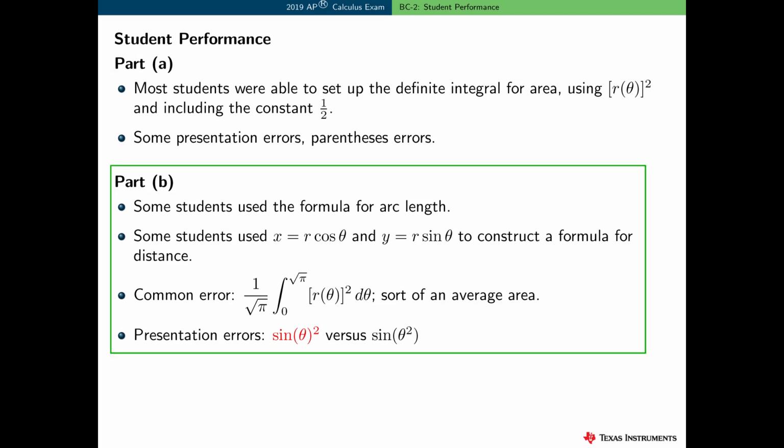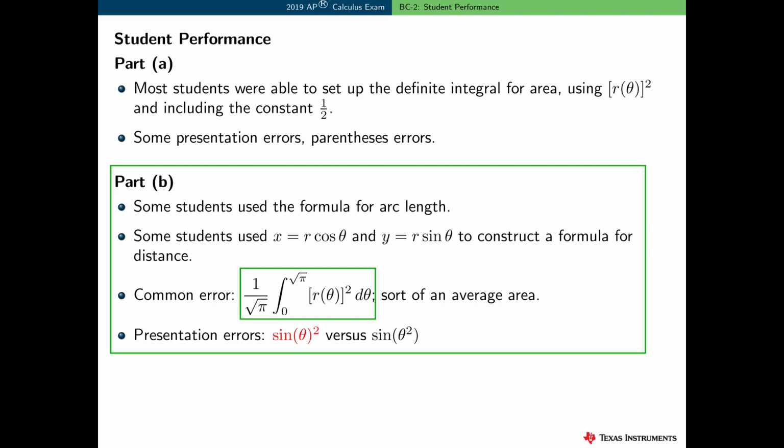In Part B, some students used the formula for arc length. I'm not really sure why. Some students used the expressions that relate rectangular coordinates to polar coordinates, and they constructed a formula for distance and integrated successfully. This was, I think, a longer way to get to the answer, but mathematically correct.